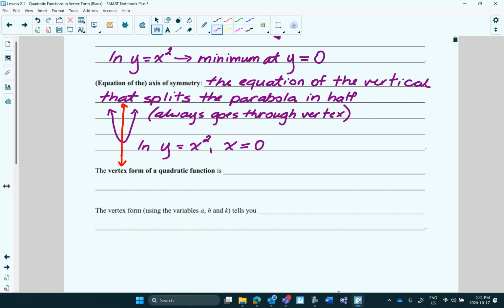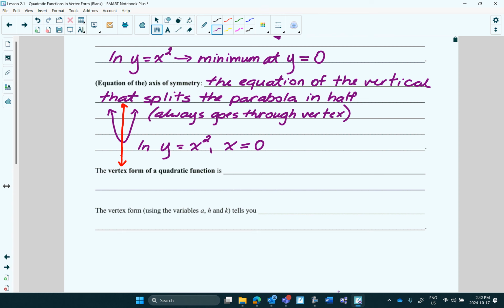Do you have to be able to define these? No. But you do have to be able to identify them. So if I give you a parabola on a graph, you should be able to list all these properties for me. Now, this is the most basic quadratic function, like I said, x squared.